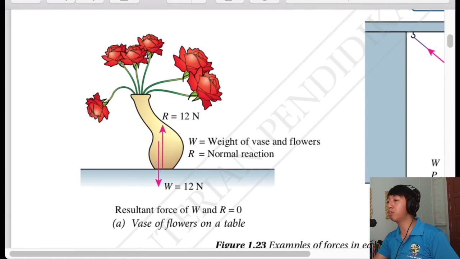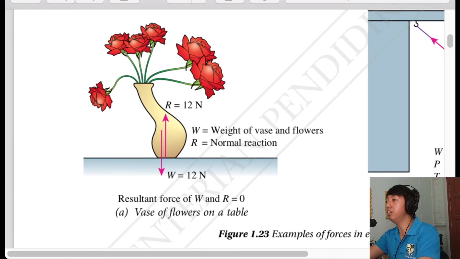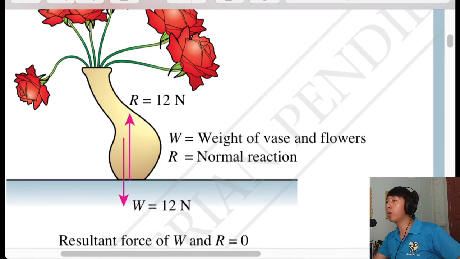So here's an example of something that's in equilibrium. This vase sitting on a table, the weight of the vase is 12 newtons. However, the normal reaction on the vase is also 12 newtons up. So 12 minus 12 equals 0. So the resultant force is 0, meaning to say it is in equilibrium.